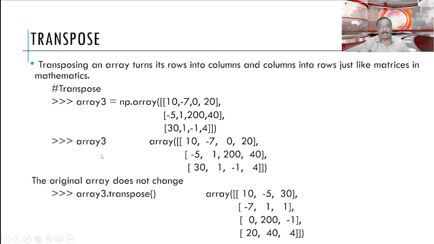Now coming to transpose. Transposing an array turns its rows into columns and columns into rows. So you have a NumPy array named array 3. We have created and displayed it. Now to take the transpose, array3.transpose is the command. That will convert the rows into columns. So 10, minus 7, 20 becomes a column. So that row becomes a column. That's what is called transpose. By means of .transpose, we can find the transpose of an array.